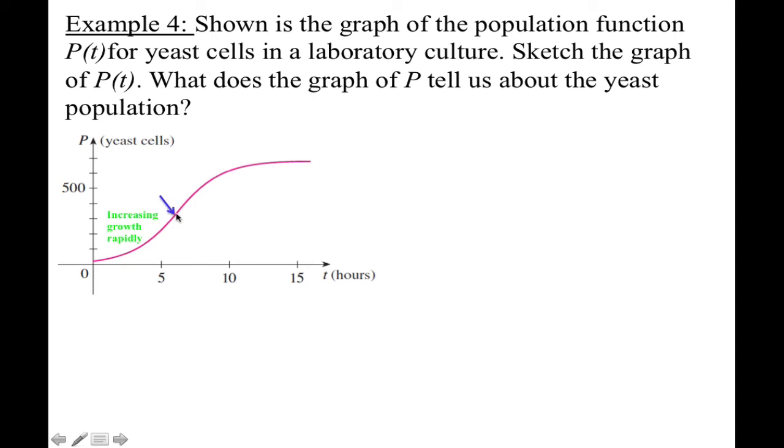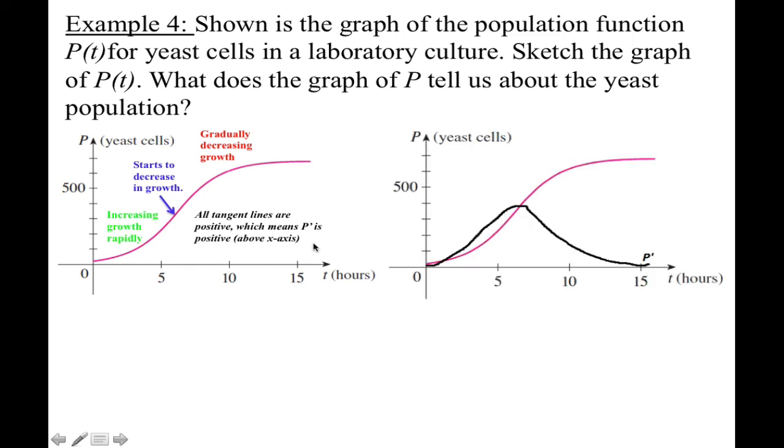Then at some point, it starts to decrease. So this is telling me that the tangent lines, they're still positive, but they become less steep, and they're getting closer to 0. So gradually decreasing in growth. So that means if I wanted to sketch the graph of my derivative, all tangent lines are positive, which means P prime is positive and above the x-axis. So you know that you're not crossing the x-axis at all. So your graph should look something like this.